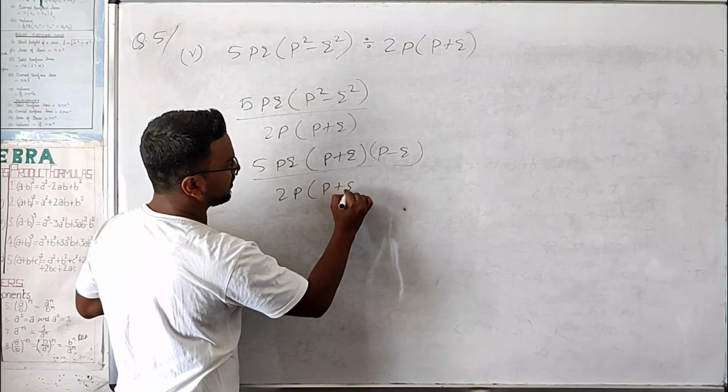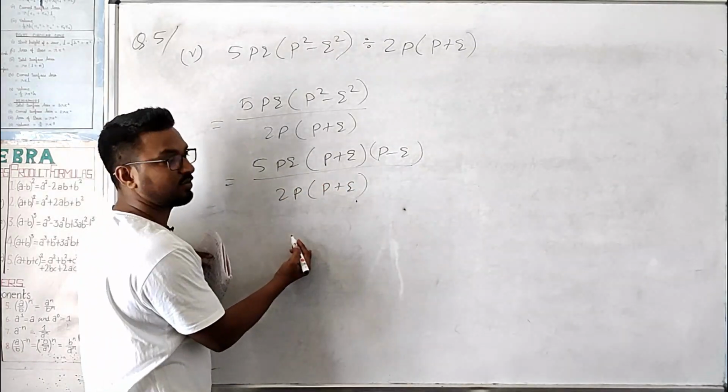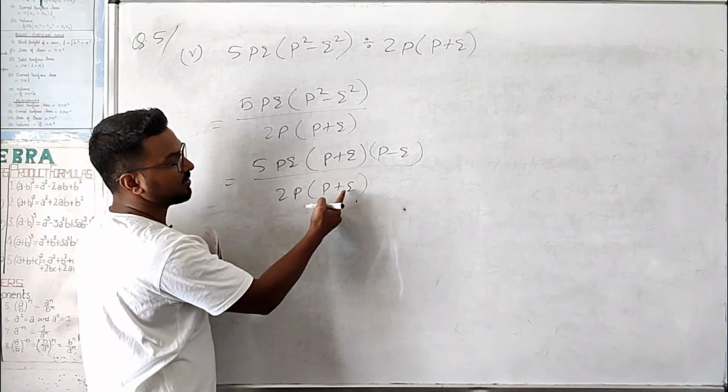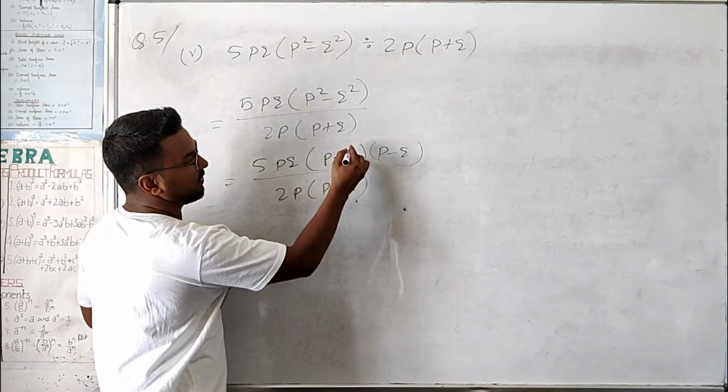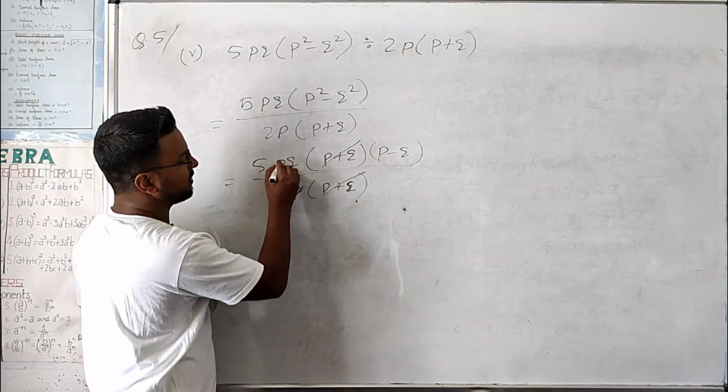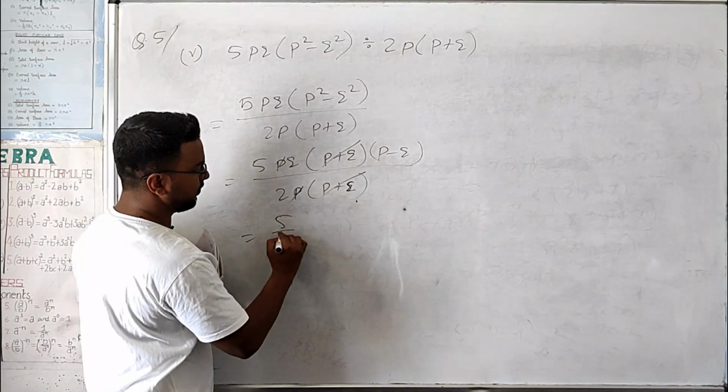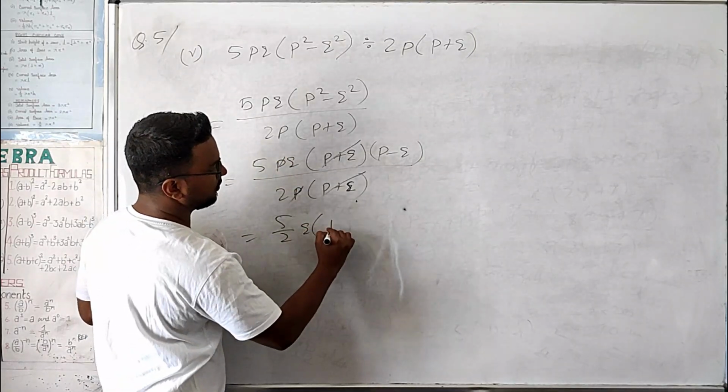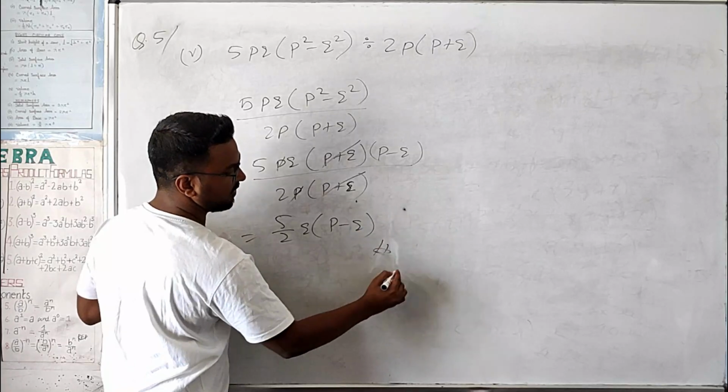Divided by 2p into p plus q. Now what is the common factor? You can cancel p plus q and p plus q. You can also cancel p. What will be left? 5 by 2 q into p minus q, and that is our answer.